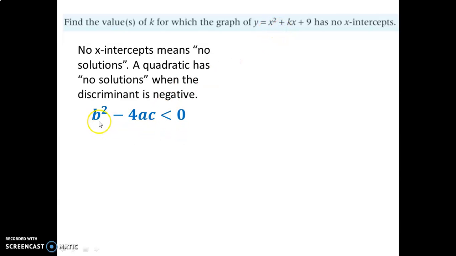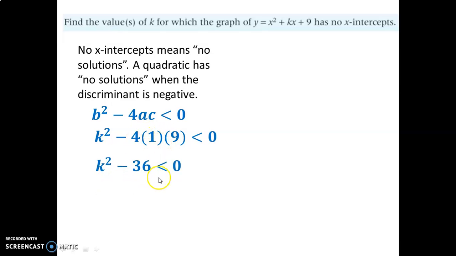Okay, it will look like this. The discriminant is less than 0. Put in the values here. The b value goes in here, and then 4 times the a value times the c value. We end up with this. Notice in this kind of discriminant problem, we end up with an equation that has an inequality. We didn't deal with those yet in our discriminant problems, but now we see them here. So we have this, it must be less than 0.